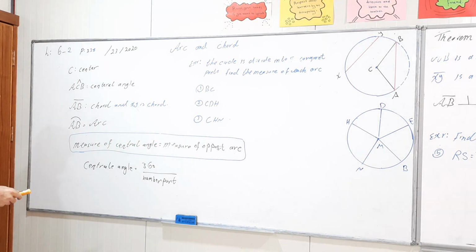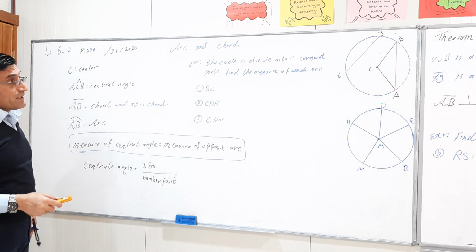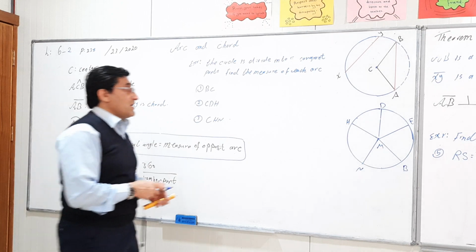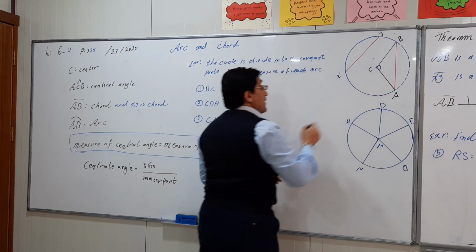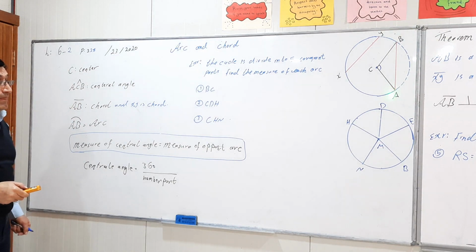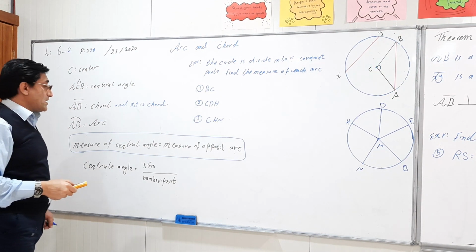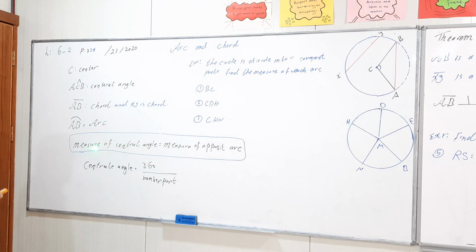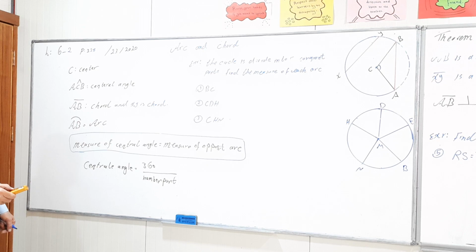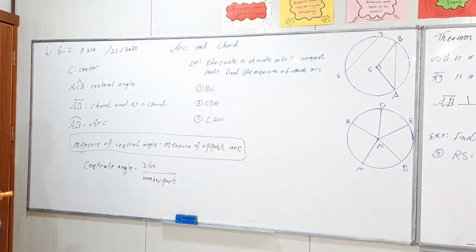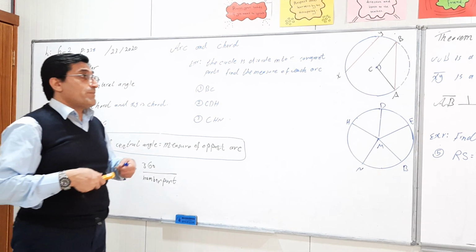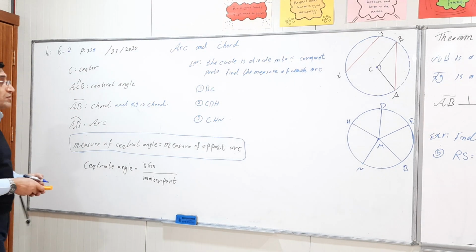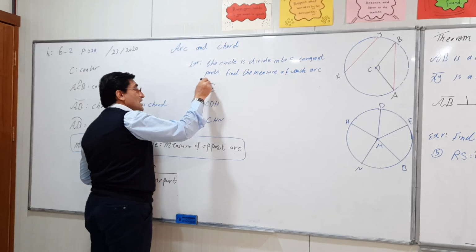Measure of central angle. There is a relation between this arc and this central angle. Measure of central angle equals measure of opposite arc. Also, measure of arc AB equals measure of opposite central angle. Same thing. But how can we find the measure of central angle? When you have the measure of central angle, that means you have the measure of arc, like this question. In this question, all the required items are arcs.